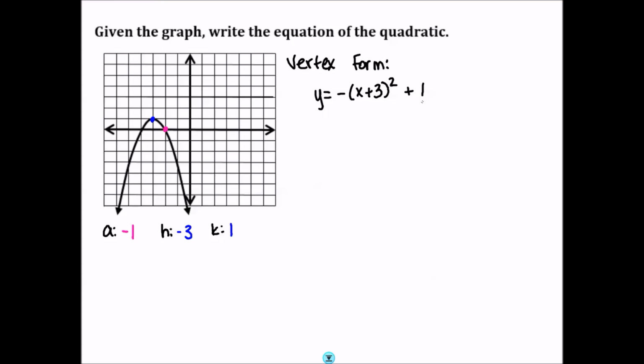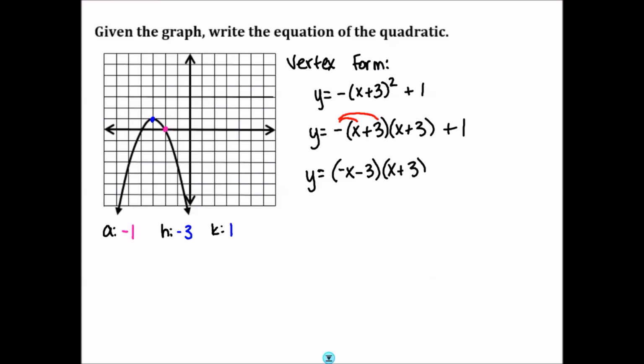So to write this in standard form, I need to square that binomial and then combine my like terms. So hopefully you remember that when you square a binomial, you are multiplying it by itself. So it's easiest to just write it out twice, and then we're going to multiply. Now the tricky part here is that we have a negative sign out front. So we need to distribute that negative sign to the first binomial only. So that'll give me negative x minus 3. The second binomial has not changed.